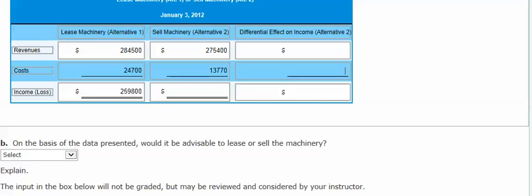My income or loss would be the 275,400 minus my cost of 13,770. Looks like 261,630.